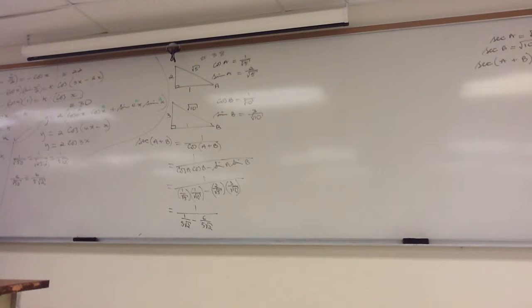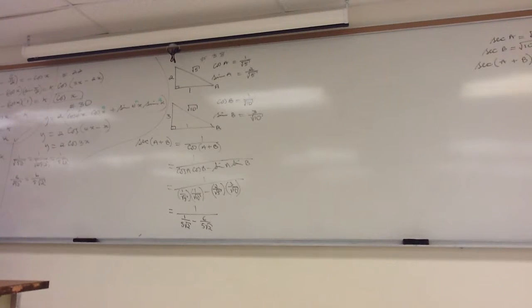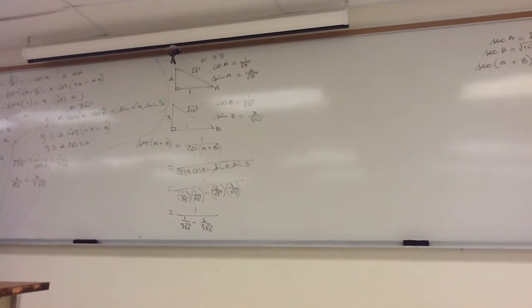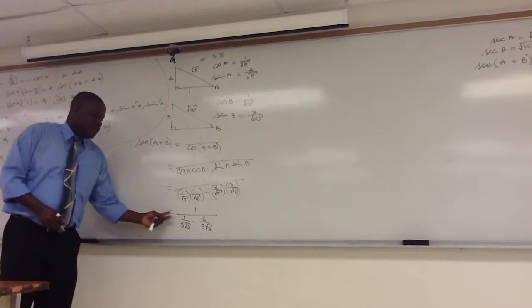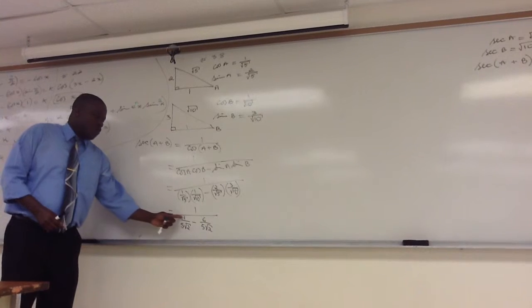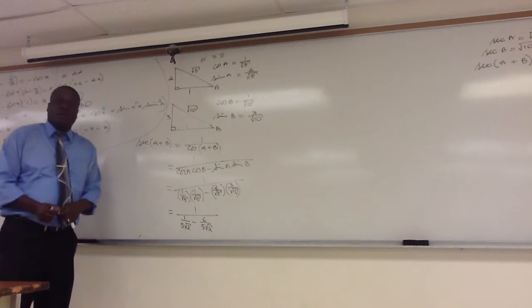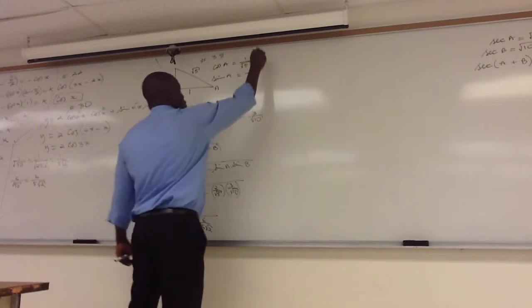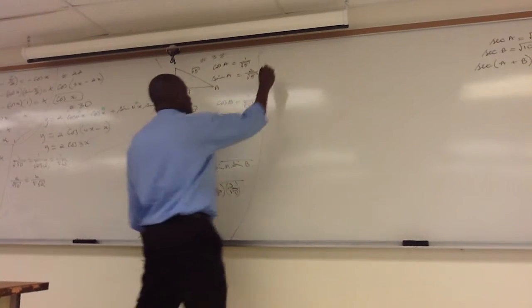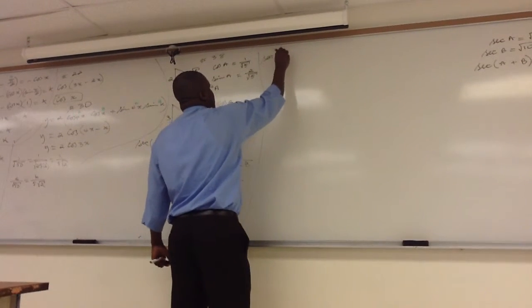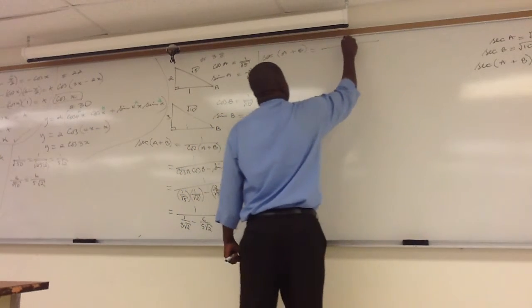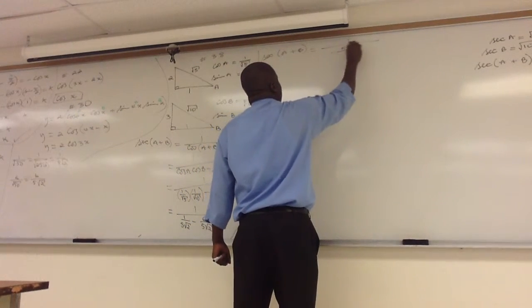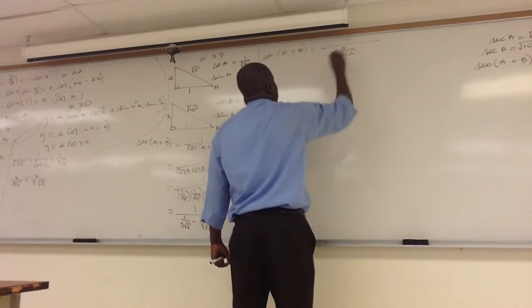Okay, before you can play with these fractions, you have to unite them. Given that they have exactly the same denominator, uniting them is not going to be a problem. Just combine them together, okay? 1 minus 6 is what? Negative 5. So we will have so far that the secant of A plus B would be 1 over negative 5 over 5 square root of 2.